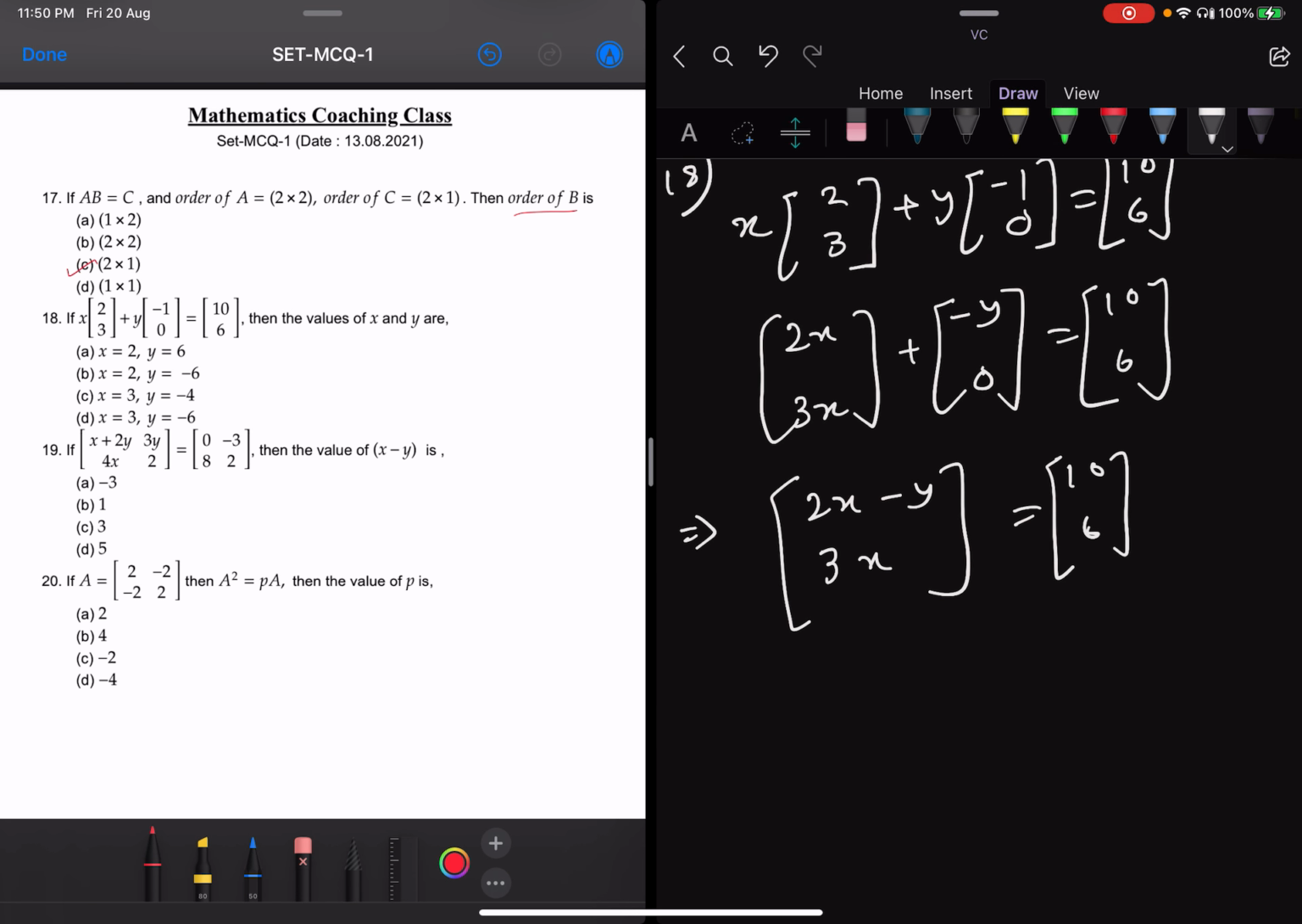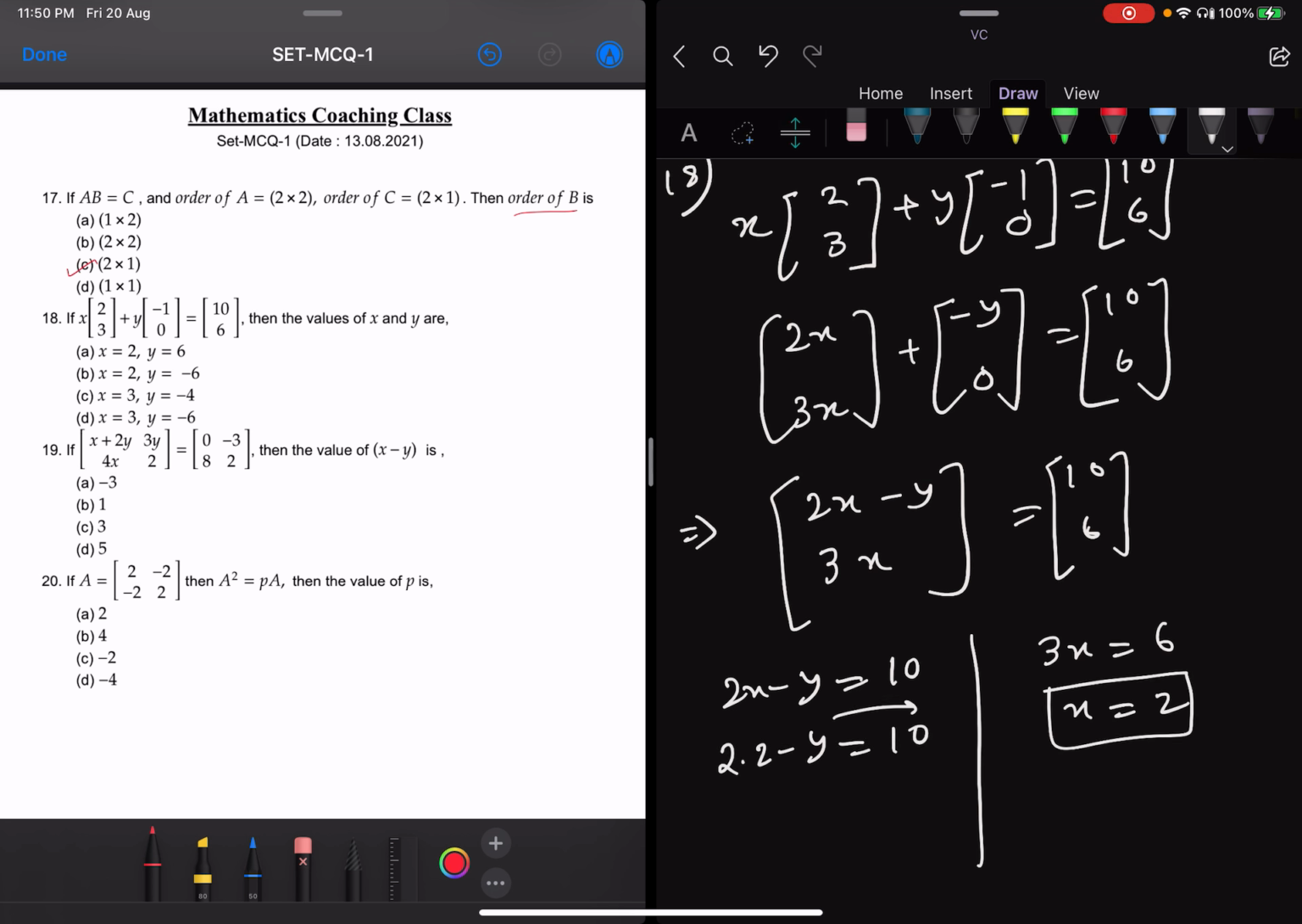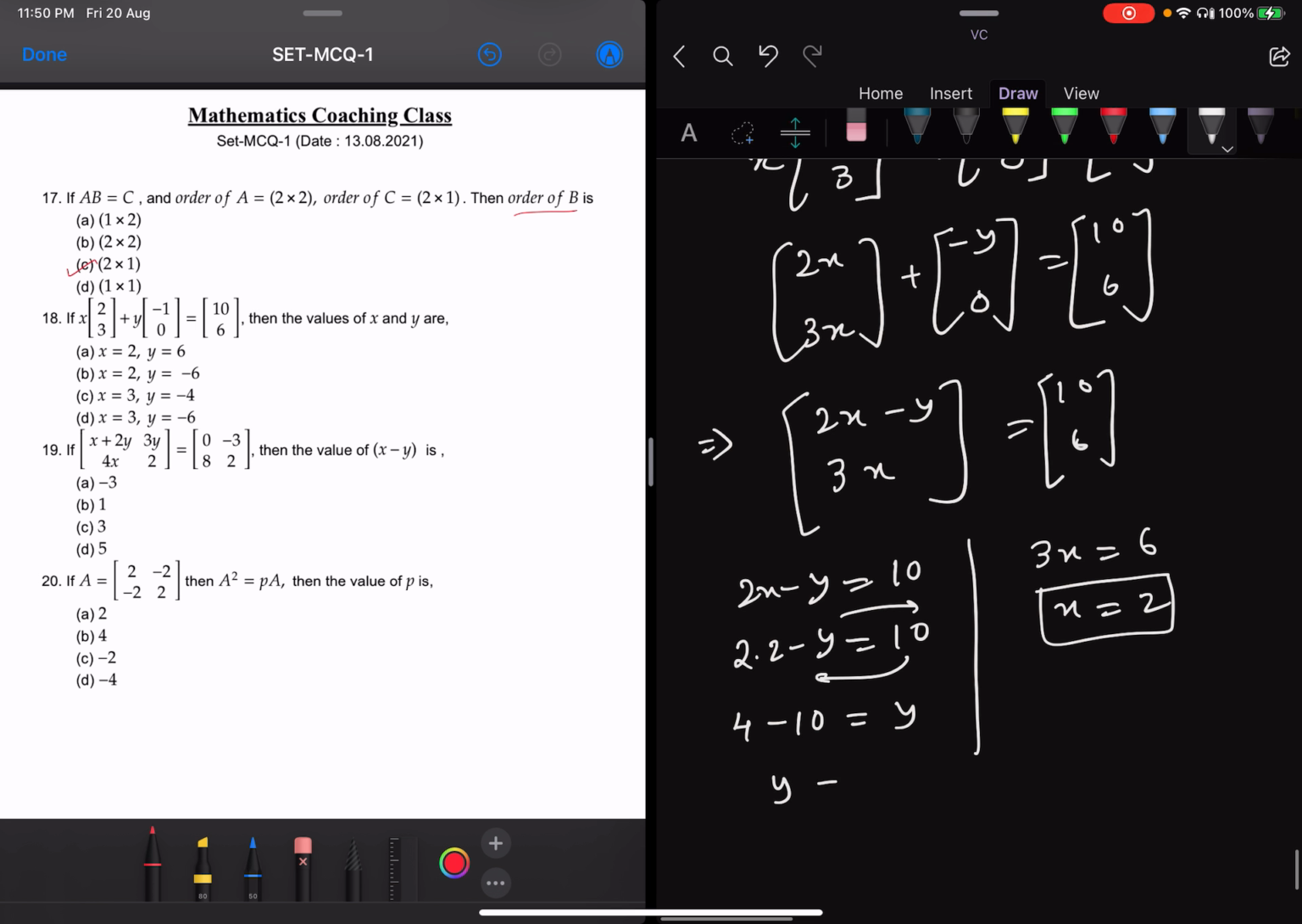That means 2x minus y equals 10 and 3x equals 6. That means x equals 2. If we put the value 2 here, 2 into 2 minus y equals 10. Consider y there. That means y equals to, if we take 10 here, then y equals 4 minus 10, y equals minus 6. Right? That means y equals minus 6 and x equals 2. So this is the option.